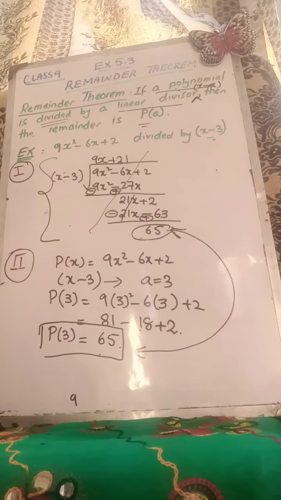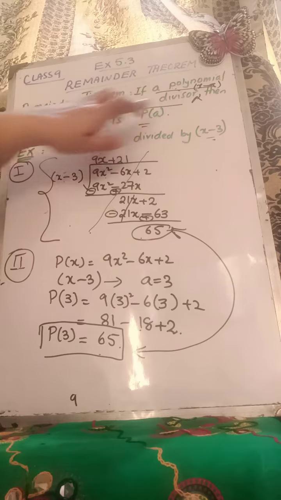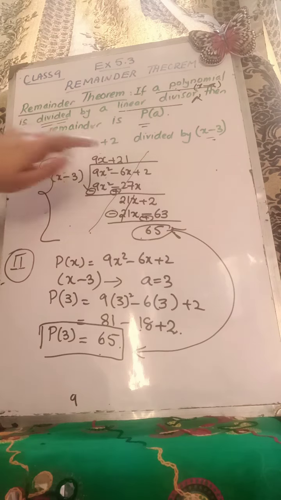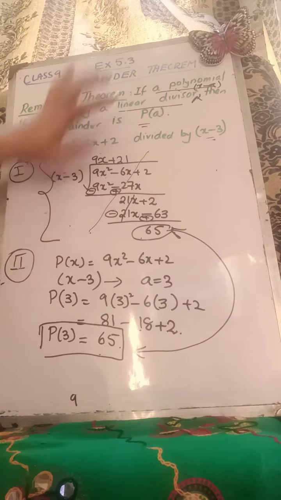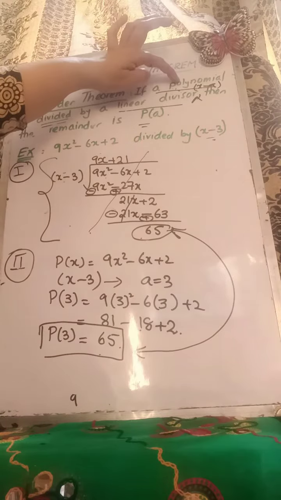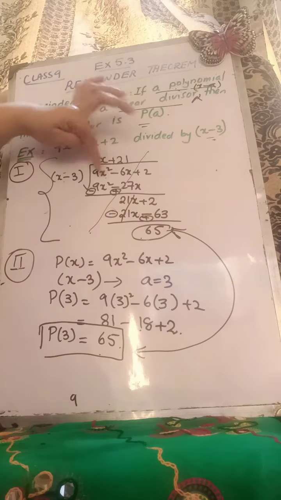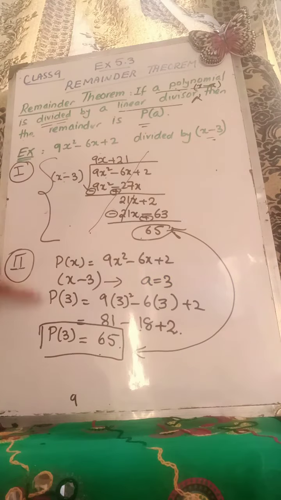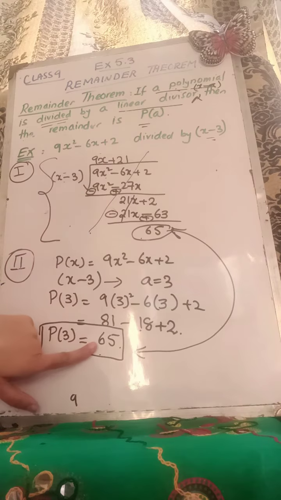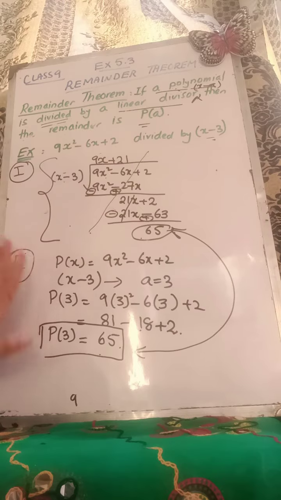And this is what the remainder theorem is telling us. If a polynomial is divided by a linear divisor, then the remainder is always equal to p of a. So if you have a divisor x minus a, and you are dividing this polynomial by x minus a, then the remainder is p of a. Like this, we had the polynomial 9x square minus 6x plus 2, and the linear divisor was x minus 3. So we found p of 3, which came out to be equal to 65. Whenever you do this, you are going to get the remainder. You don't need to do this long division. Now let's get to the exercise.